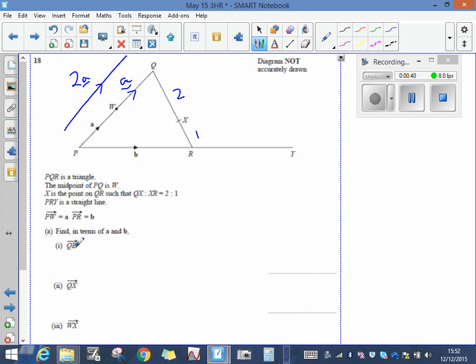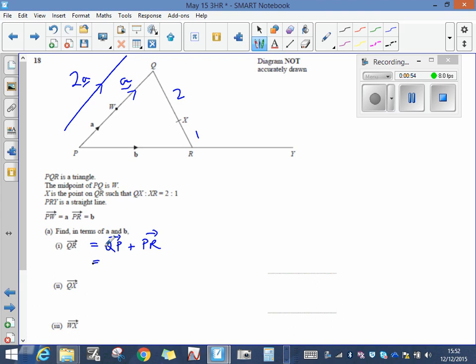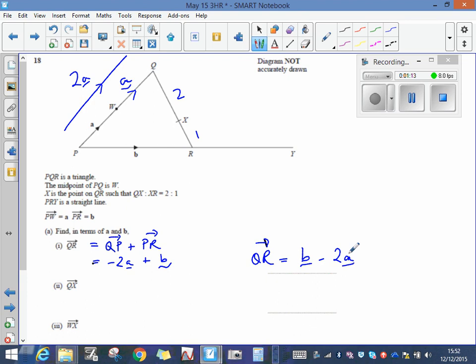First of all, I'm going to find QR. Well, to go from Q to R, I can't go directly in terms of A and B, so I'm going to go first of all from Q to P, and then add P to R. So go the long way round. The vector QP, well, I can see that PQ is 2A, so QP is the reverse of that, which is minus 2A, and then PR is going to be B, and I usually write that the other way around, so QR is equal to B minus 2A.